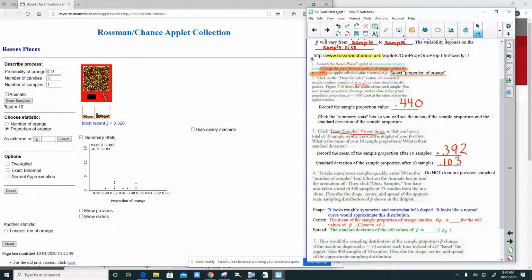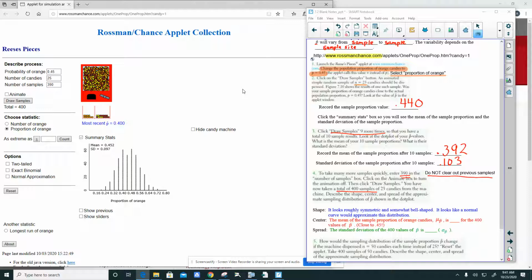Okay. Now, we'd like to take more than just 10 samples here. So it says, let's not clear out those previous 10. We're going to keep those. We'd really like a total of 400 samples, and so we need to take 390 more. If you're following along on the web page, you could unclick the animate button, change the number of samples to 390, and when we click draw samples, it'll do that extremely quickly.